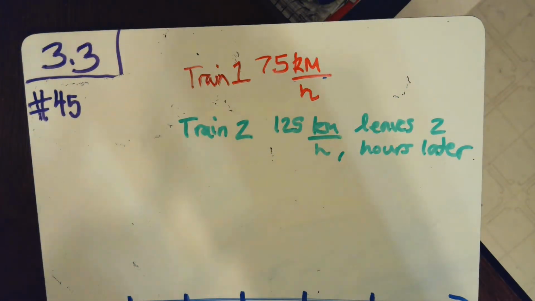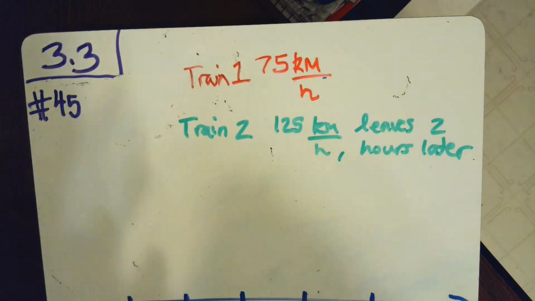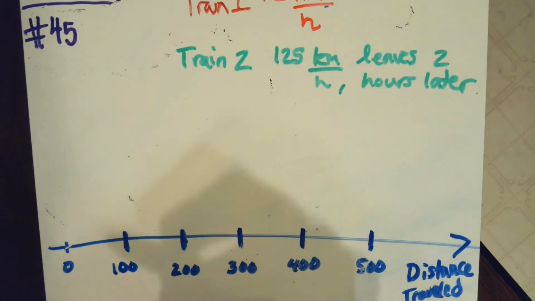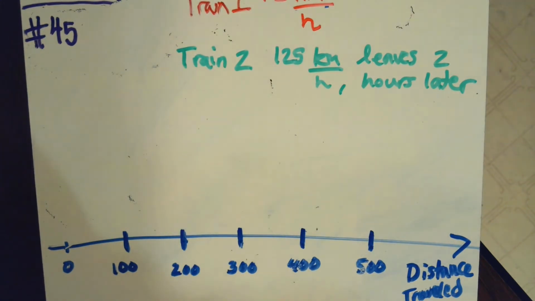In today's video we're going to finish up section 3.3 with an application with a motion problem. So it tells us that we have a train station, we have one train that leaves the station going 75 kilometers north. So I'm imagining this down here is my number line, and train 1 will be represented with red and train 2 will be represented with green.